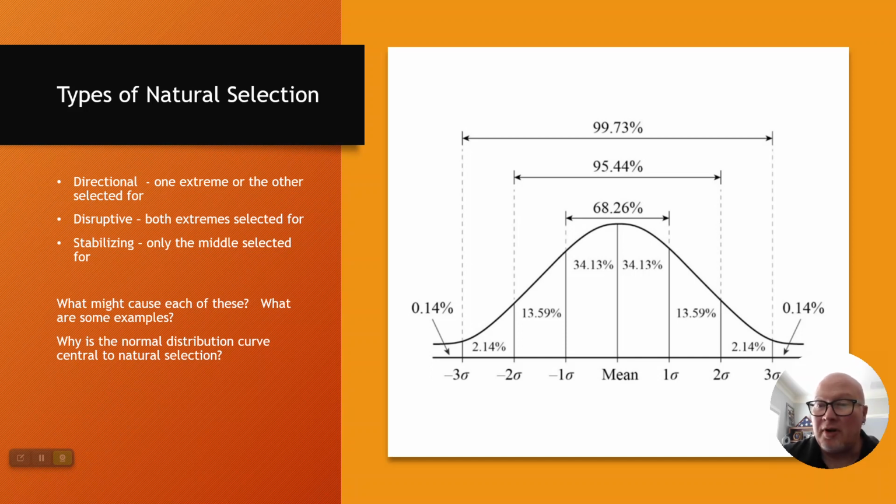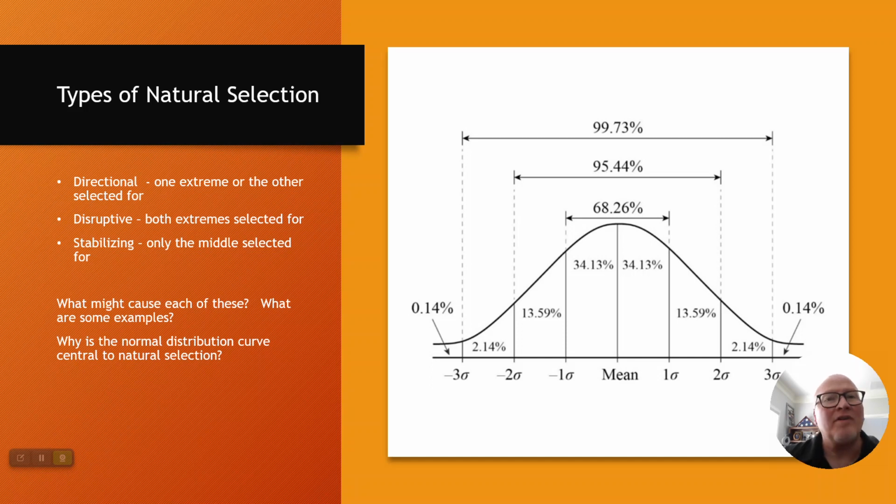So you're probably wondering, why is there a bell curve here? We're not talking about statistics or anything like that. We're talking about genetics and natural selection, right? Well, anytime you talk about natural selection or genetics, you are actually talking about statistics.